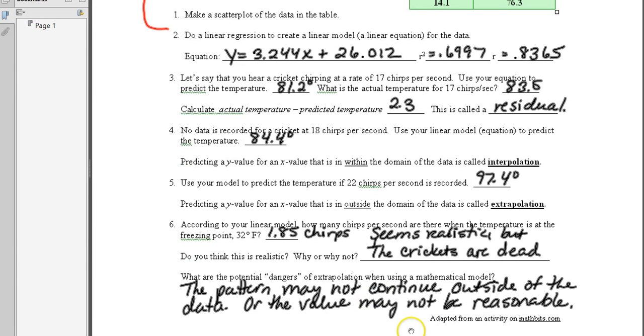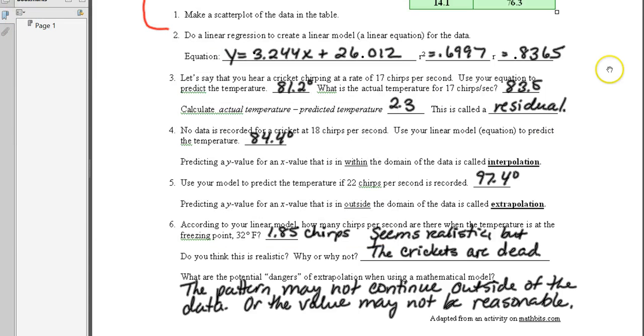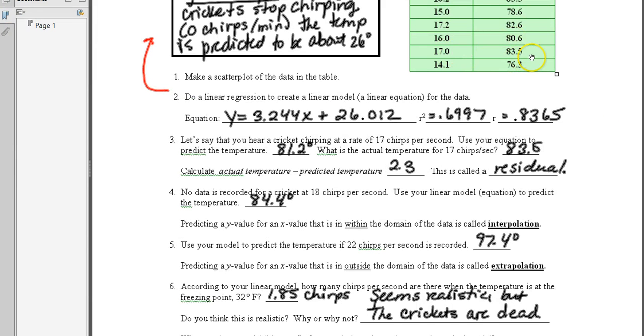So let's get my calculator out here. If I want to predict the temperature at 17 cricket chirps, I would predict about 81 degrees. If you look in the actual data, you will see that 17 cricket chirps was 83.5. So we have a residual, actual minus predicted, of 2.3 degrees, which means that the temperature predicted is less than the actual temperature.